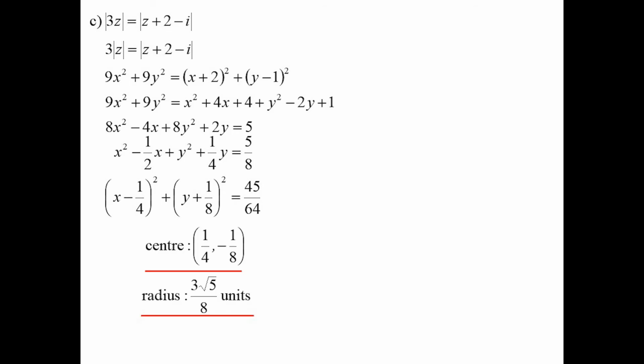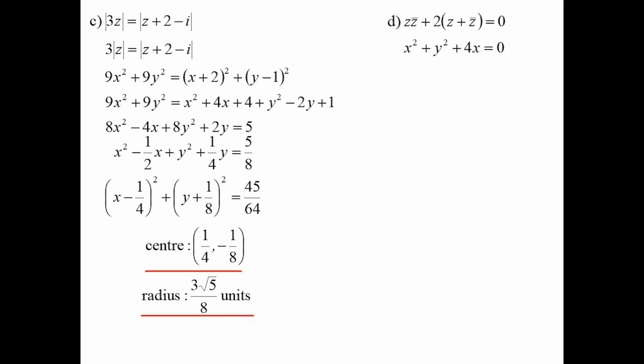Our centre is 1/4 minus an 1/8, and the radius would be the square root of that, so 3√5 on 8. So if you don't see it straight away, drop back into x and y's and work out what the actual equation is. Z conjugate plus 2 times z plus z conjugate. Remember, z times z conjugate is x squared plus y squared.